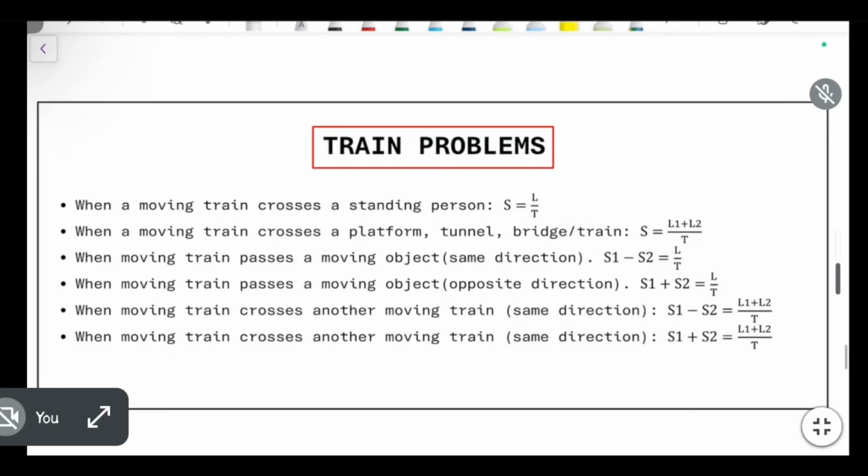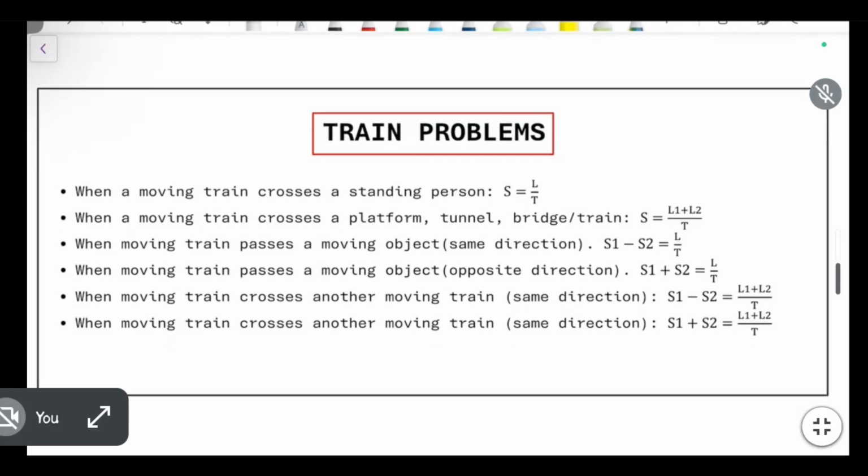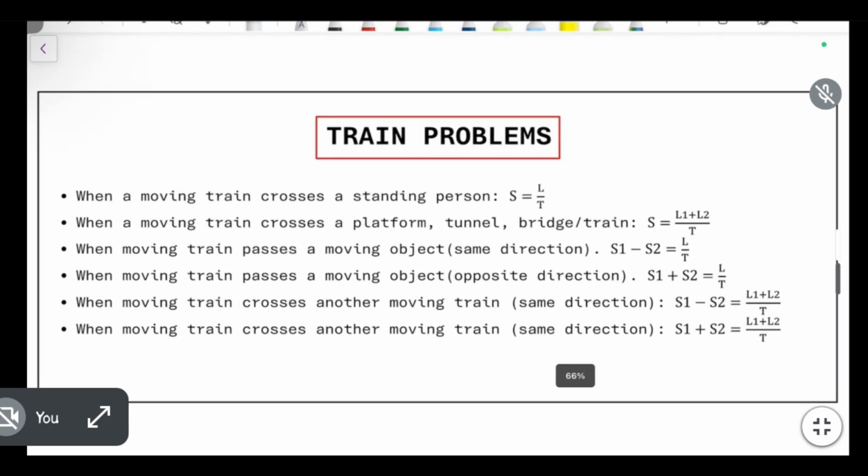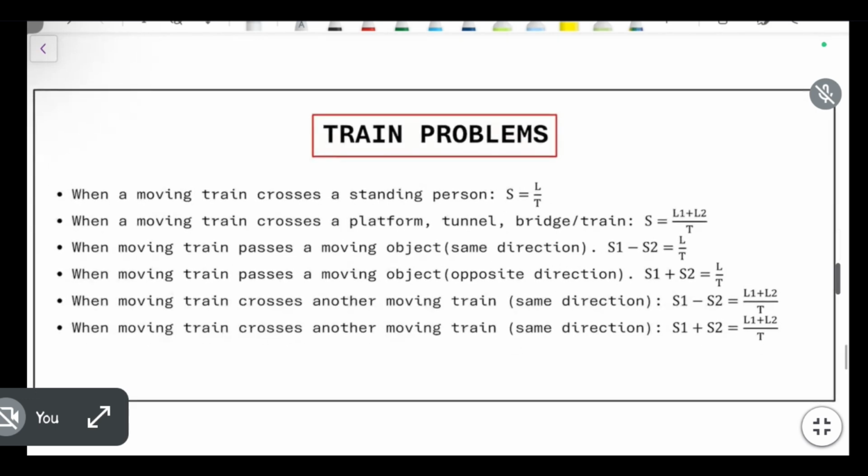So I have 4 to 5 problems based on train. I think that is more than enough for NPSC or NSSB. Let's try those questions. I'll just explain some formulas here.